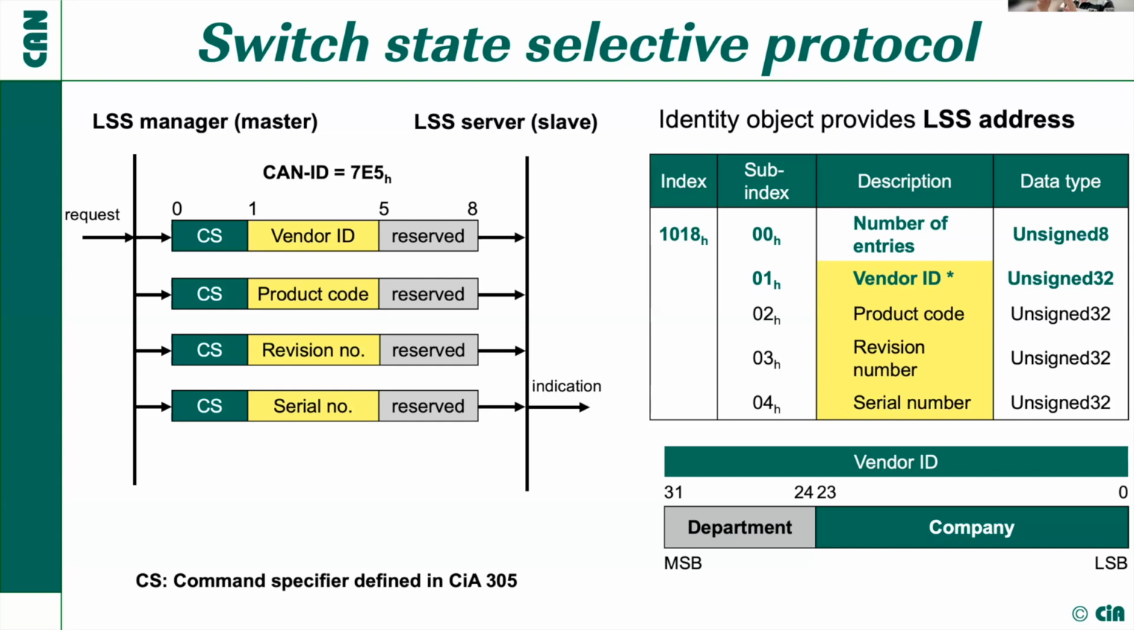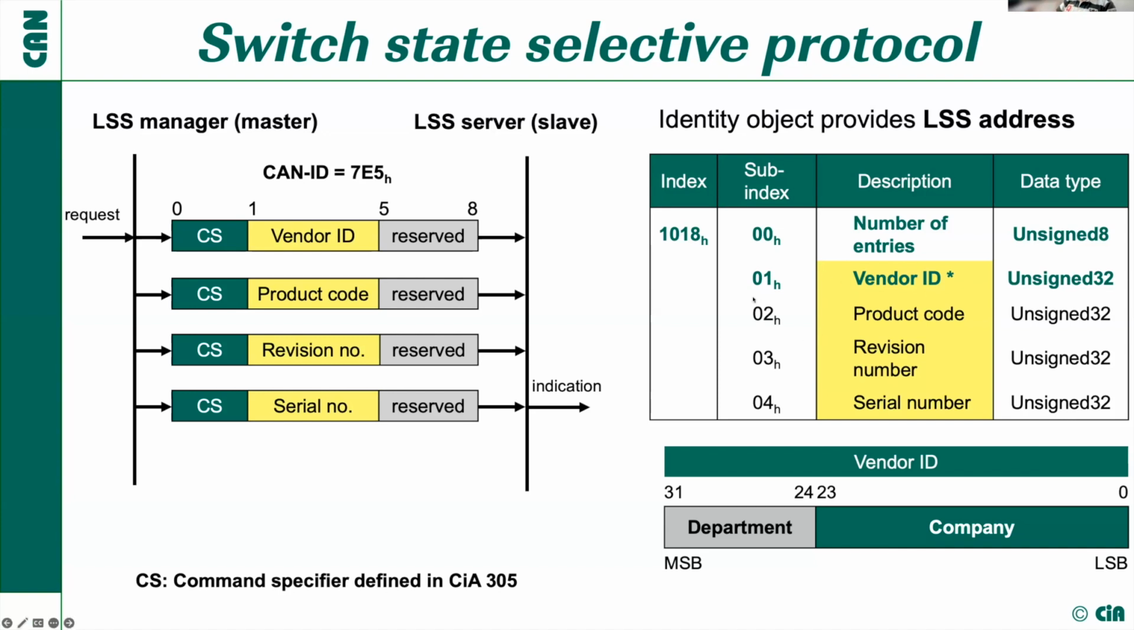If you maintain these values correctly, then there can't be a second device in the world that claims the same address. And as this is the fact, the fathers of the LSS specification said, okay, why not call the device via this address?